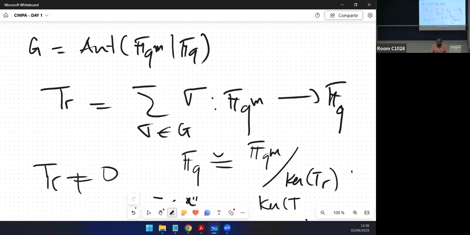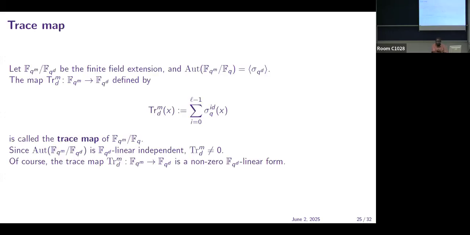Trace class K of class is different from FQ. So to prove K is a different map, you use Artin's lemma. Artin's lemma says that a group of automorphisms is linearly independent.